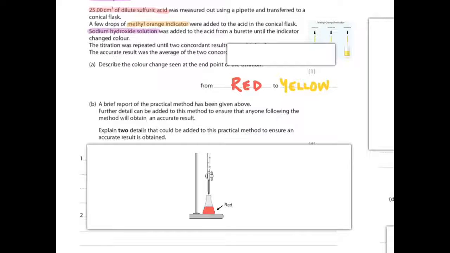A brief report of the practical method has been given above. Further detail can be added to this method to ensure that anyone following the method will obtain accurate results. Explain 2 details that can be added to this practical method to ensure an accurate result is obtained. So explain means say what you're going to do and give a reason for it, twice. And this one's for 4 marks.